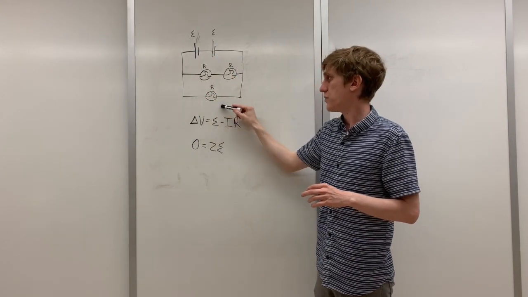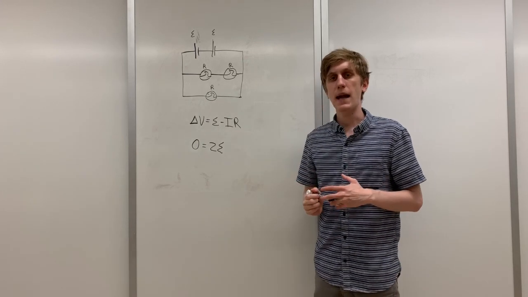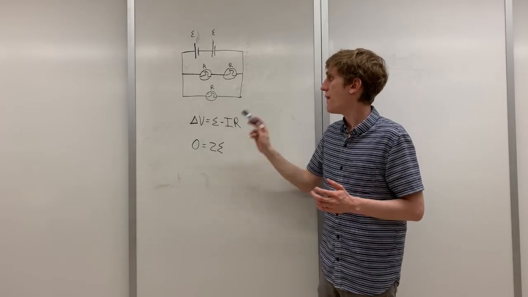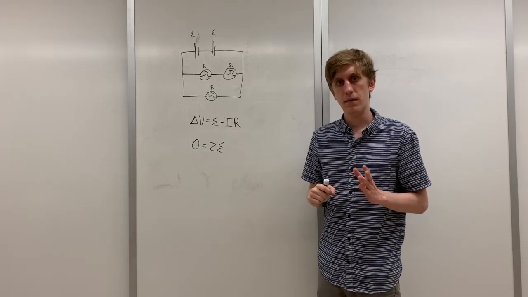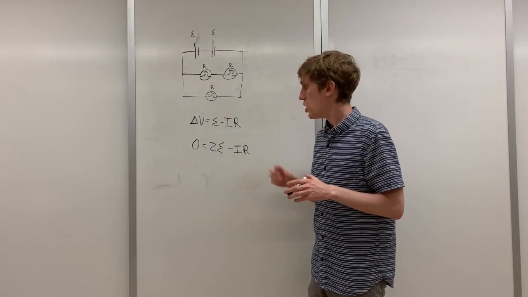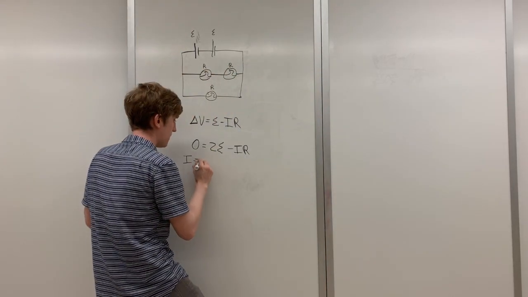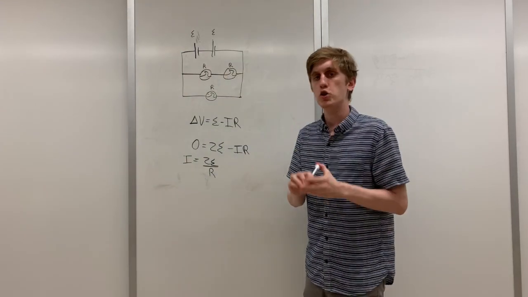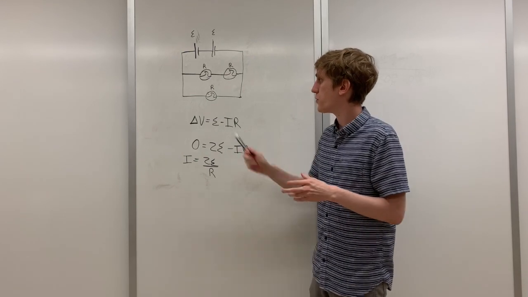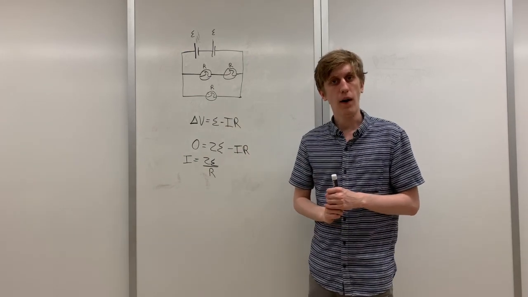Next, we pass through this light bulb. The resistance of the light bulb is just R, and the current is what we're interested in. So let's plug that term in. Solving for I, we get the following. So the current passing through this light bulb is 2 epsilon over R.